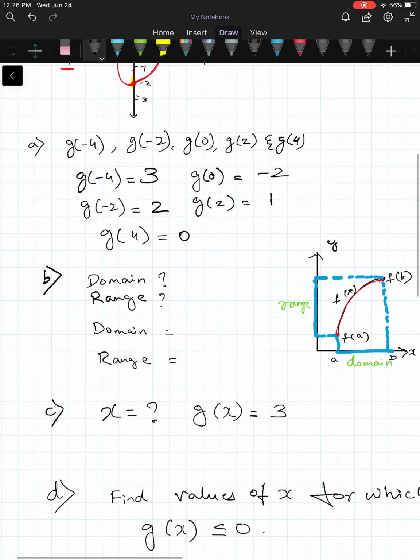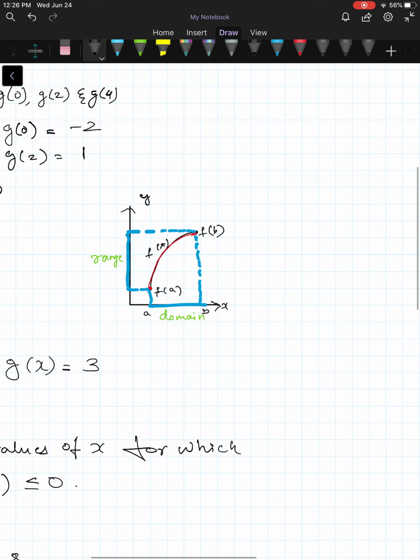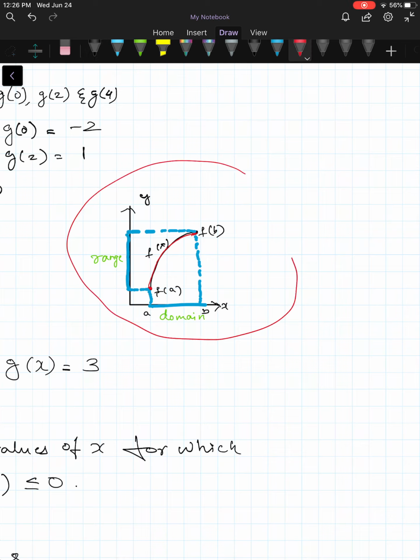The next question is finding out the domain and range of the function. To find the domain and the range, I will explain that first. Suppose you have a graph like this. This particular red line over here is the function f. If this is the a value and this is the b value, you have the corresponding functional values f of a and f of b.